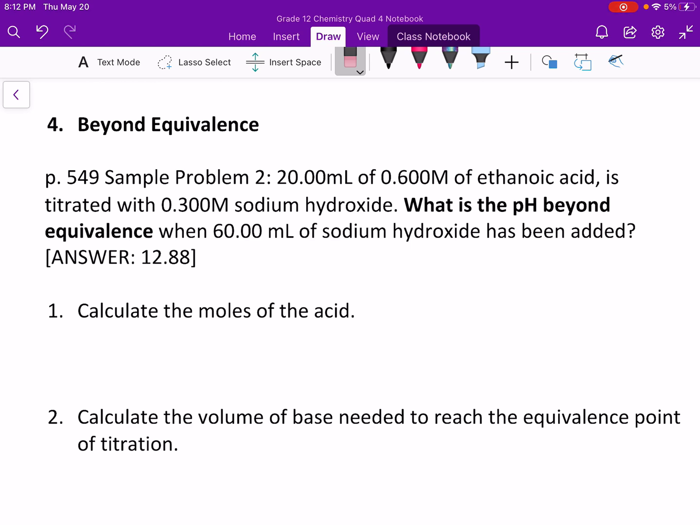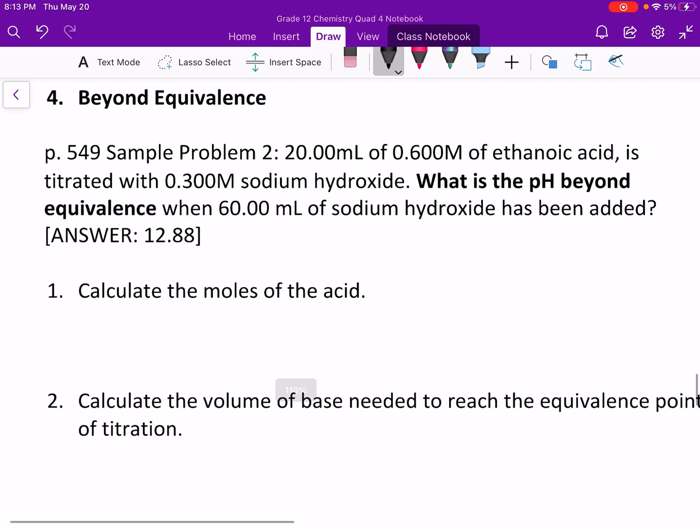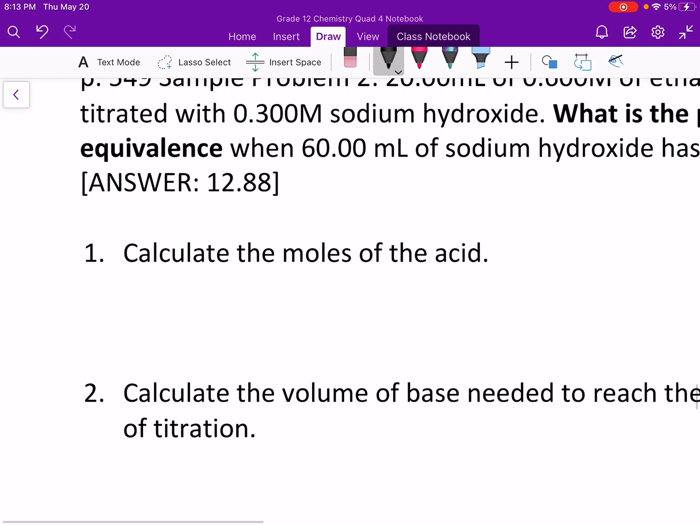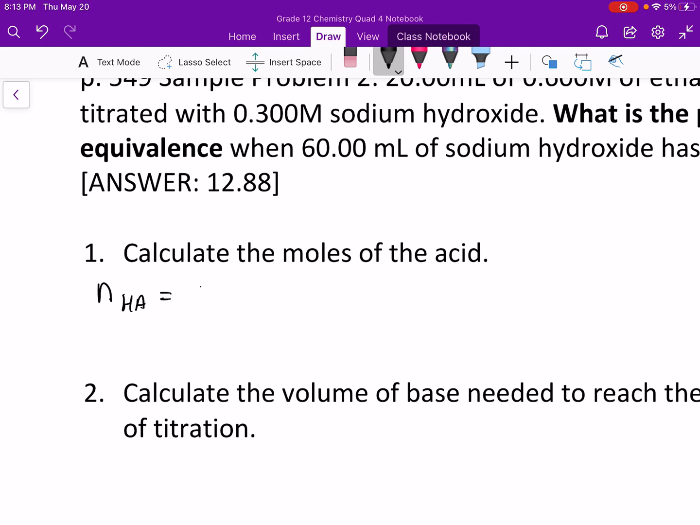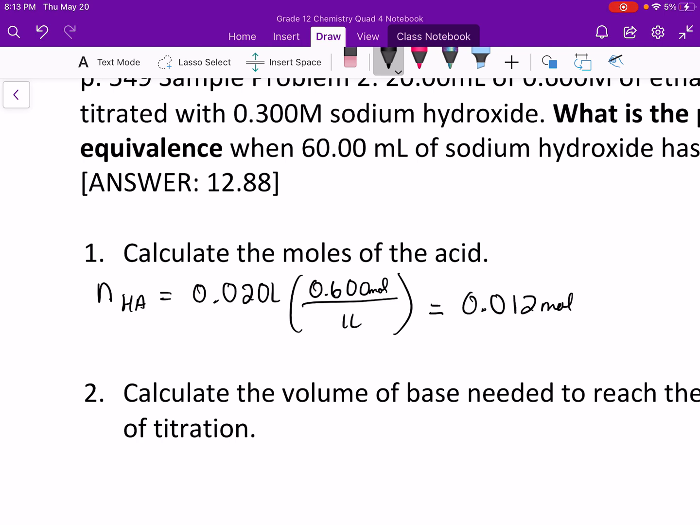I know that all of my weak acid will be completely consumed, and what's left over in the solution will be my sodium hydroxide. To solve this question, I'm first going to start with calculating the moles of my acid. What was given to me for my moles of my acid is 0.020 liters times 0.6 moles per 1 liter. I have 0.012 moles of my acid.